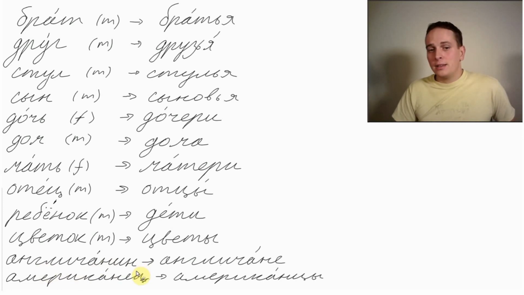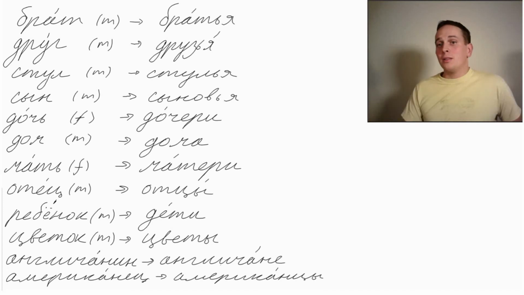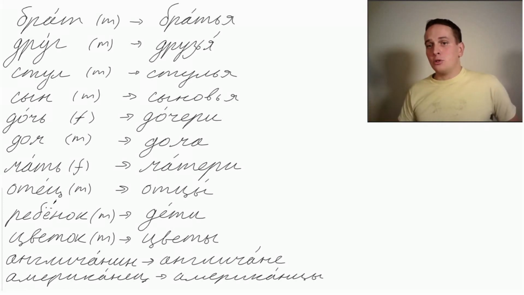Англичанин, Englishman, англичане, the plural of Englishman. Американец, американцы. American, Americans. If somebody says я американец or refers to американец, people always refer to people from the United States, not from the continent of America. So американец is a citizen of the United States of America. Англичанин, англичане. Englishman, the plural of Englishman.